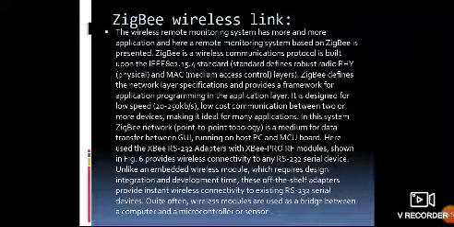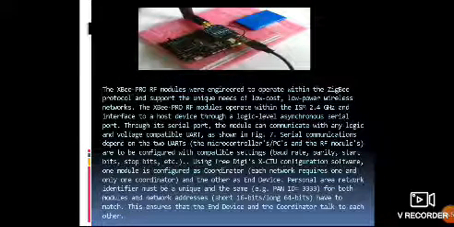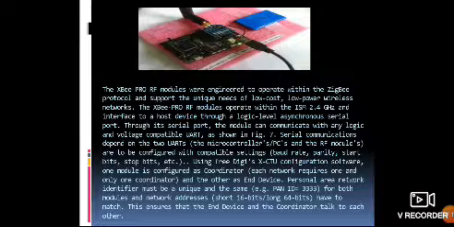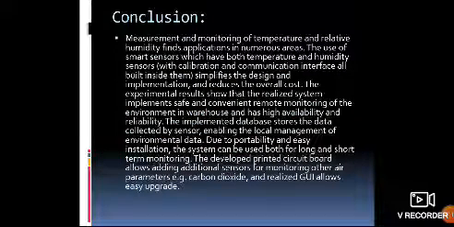Here are the details about the Zigbee wireless link, and here is how it is connected. Modules were engineered to operate with the Zigbee protocol and support the unique needs of low cost, low power wireless networks. This ensures that the end device and a coordinator talk to each other.